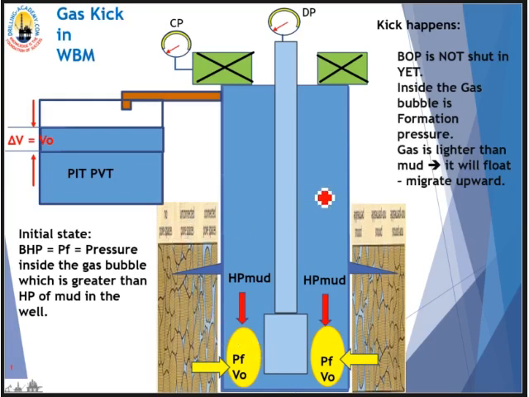So in this visual, upon taking a kick, we see a pit gain at surface which is equal to the volume V0, which is the volume of the gas bubble at the bottom hole. When the gas influx comes into the wellbore, it carries formation pressure with it. So at this initial state, what is the bottom hole pressure? The bottom hole pressure now equals formation pressure, which is also the pressure inside the gas bubble.